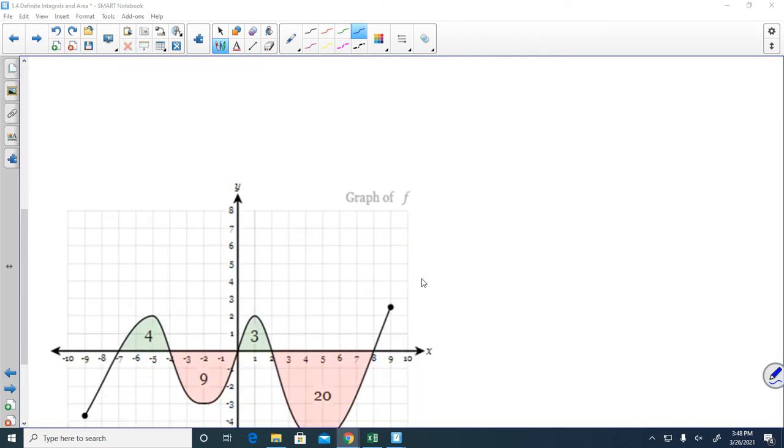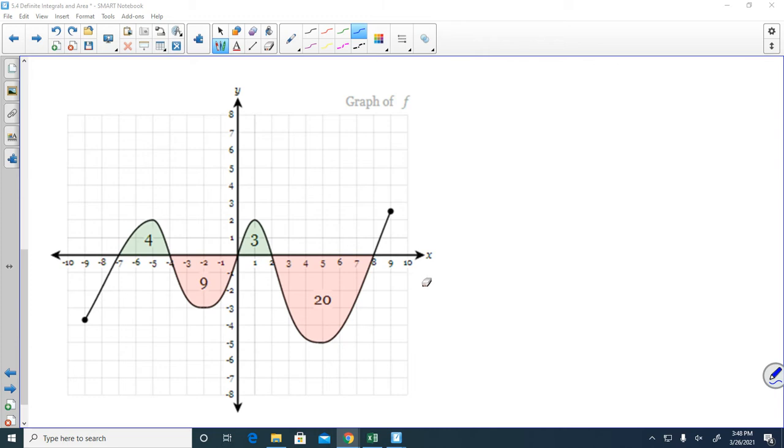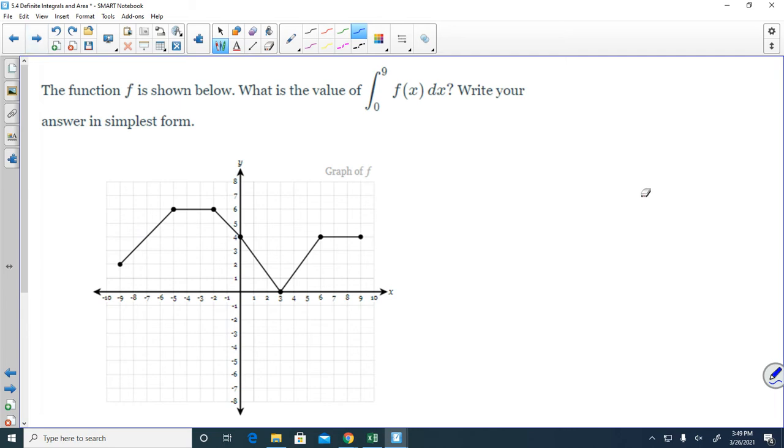So here's another picture, something you'll see later on today. Sometimes you'll be given some of these numbers, because we don't really quite know how to find this area yet. So you'll be given some of these measurements if we can't find our areas. But on this one, let's take a look at it. The function f is shown below. What's the value of the definite integral from x equals 0 to x equals 9 of f of x dx?